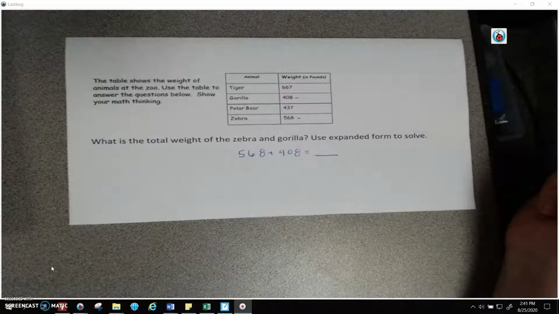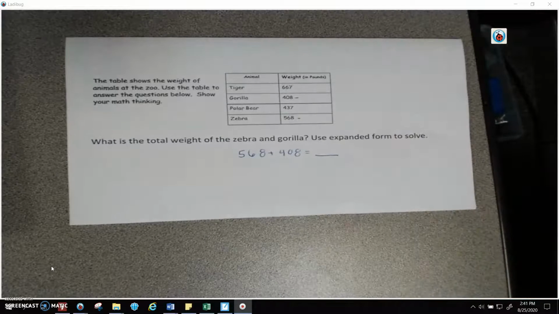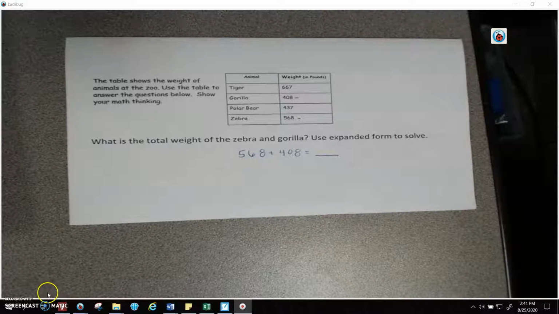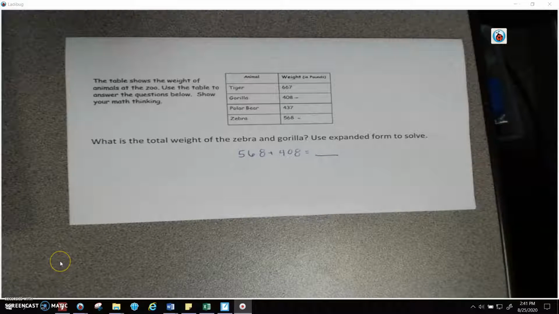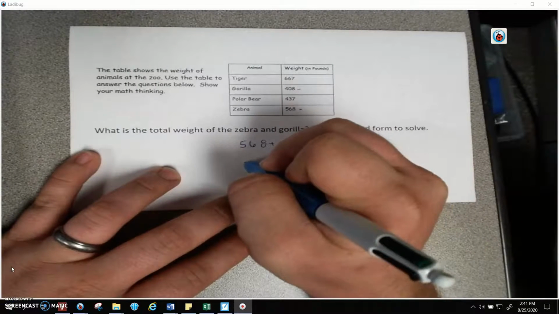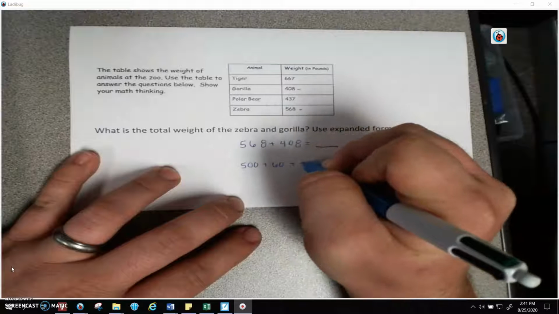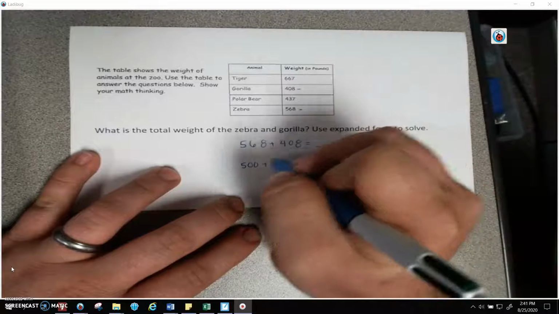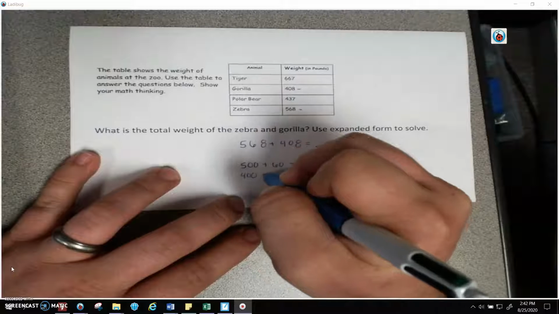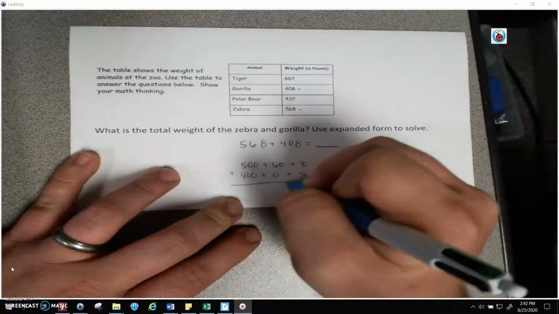So now it says to use expanded form to solve. So now I want you to pause it and see if you can write this out in expanded form and then go ahead and solve it, and then we'll compare answers. So with expanded form, I need to have 500 plus 60 plus 8, and I need to also do 400 plus 0 plus 8, and then I'm just going to be adding my place value.